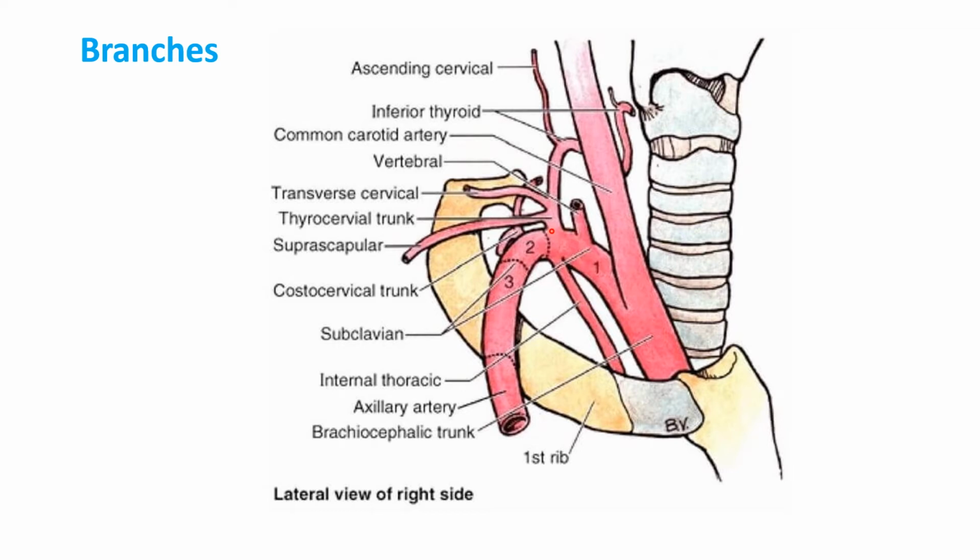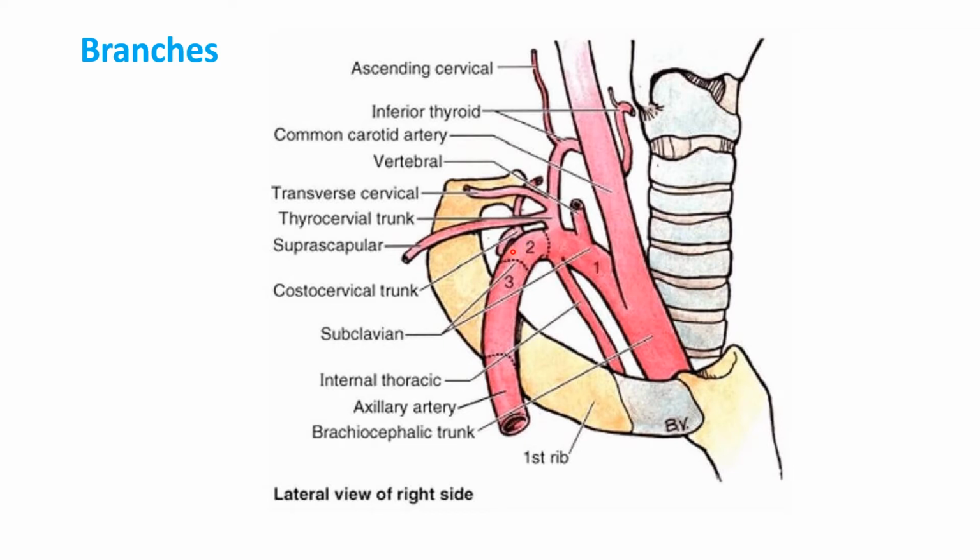So as you can see out here, from only the branches of the first part, it is supplying the brain and the spinal cord, that is through the vertebral artery. It is also supplying the viscera of the head and neck, and it is also going in to supply the upper limb. Apart from the fact that it will become the axillary artery and supply the whole upper limb, there are branches which are also helping in forming a connection and an anastomosis with the axillary part and the subclavian artery part of it. Okay, and it's supplying the chest wall.